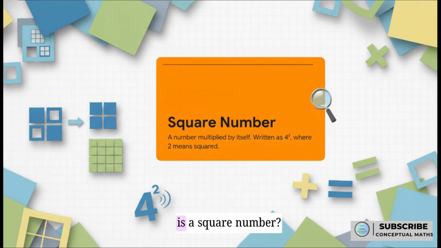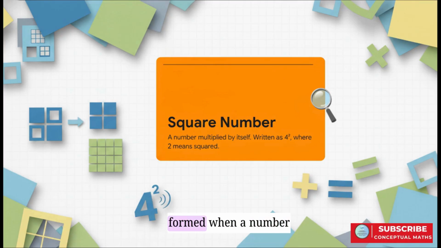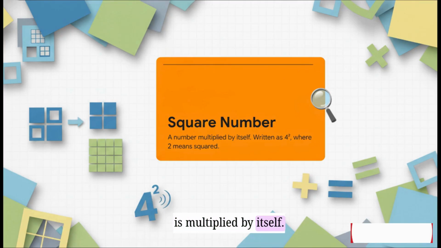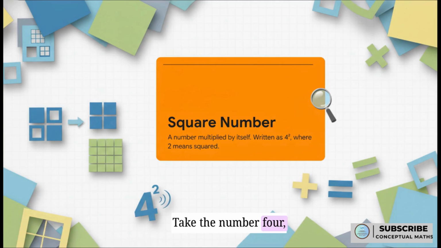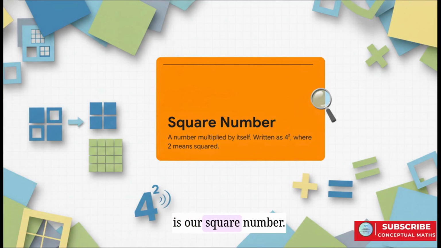Okay, so what exactly is a square number? Well, it's actually super simple. A square number is formed when a number is multiplied by itself. That's it. Take the number 4, right? Multiply it by another 4, and you get 16. So 16 is our square number.